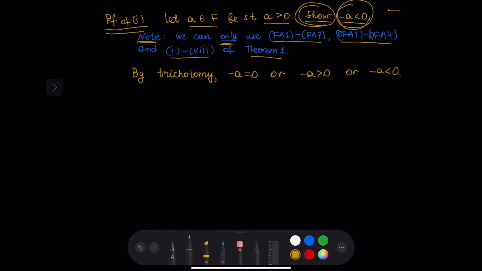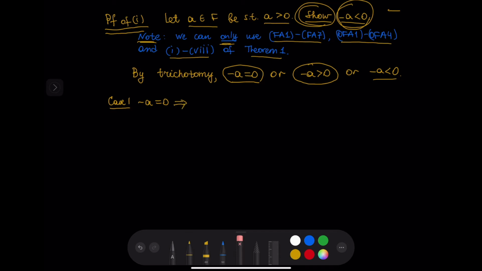So our strategy is going to be to show that negative A is not equal to 0, and that negative A is not positive, and therefore by trichotomy the only option that is going to be left is that negative A is less than 0. So that's going to be our strategy. So case 1, negative A is equal to 0.